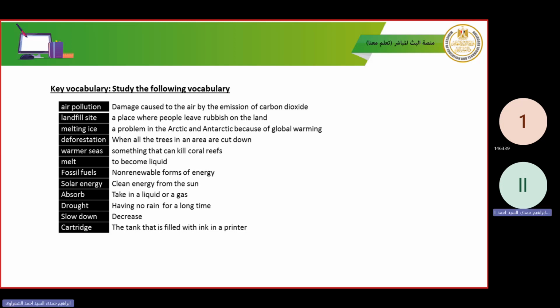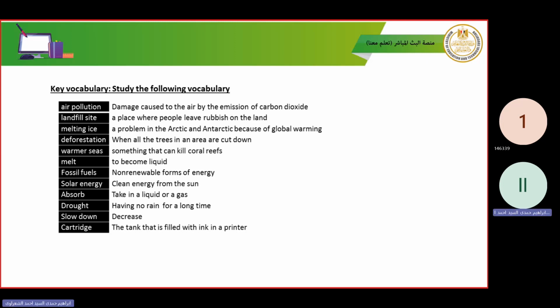And then we have fossil fuels. These are the biggest sources of pollution on Earth. Fossil fuels means non-renewable forms of energy, like petrol, gas, kerosene, all other forms of energy that we use these days.